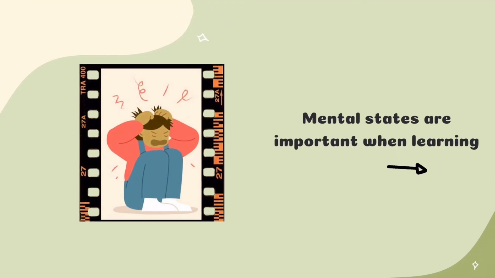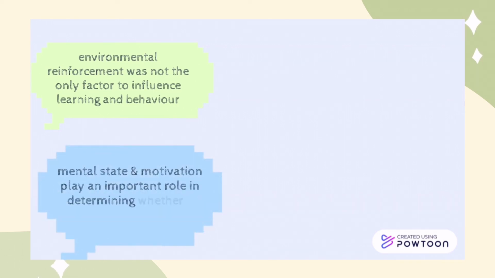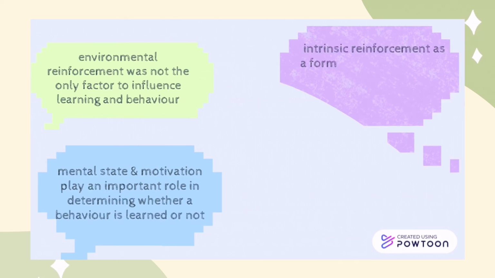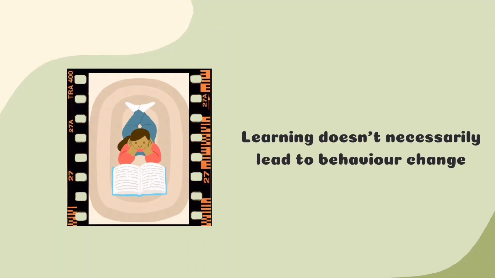Secondly, mental states are important during the learning process. Environmental reinforcement was not the only factor influencing learning and behavior. Mental state and motivation play an important role in determining whether a behavior is learned or not. Intrinsic reinforcement is a form of internal reward, such as pride, satisfaction, and a sense of accomplishment. Learning does not necessarily lead to behavior change.